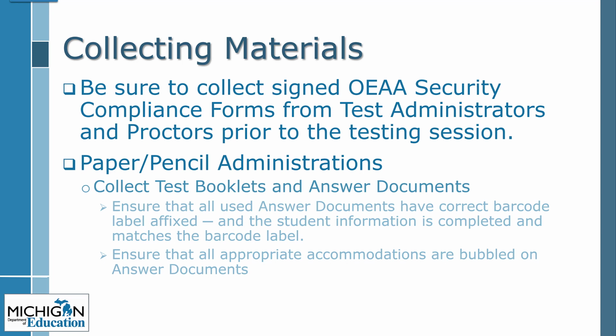For paper pencil administrations, all test booklets and answer documents must be collected. Any used answer document must have the correct barcode label affixed, and any accommodations used need to be filled in on the answer document. Also, be sure the student information is completed and matches the information on the barcode label, in the event the barcode label becomes damaged or falls off the document. After online test administration, test tickets and scratch paper must be collected and securely destroyed. The test administration manual includes detailed instructions for materials return.